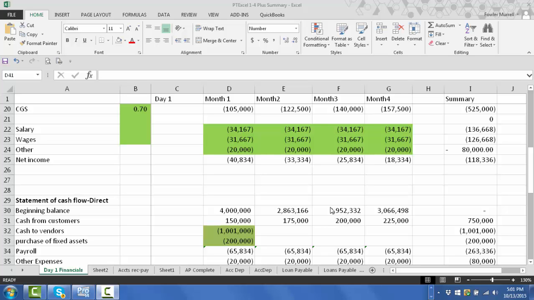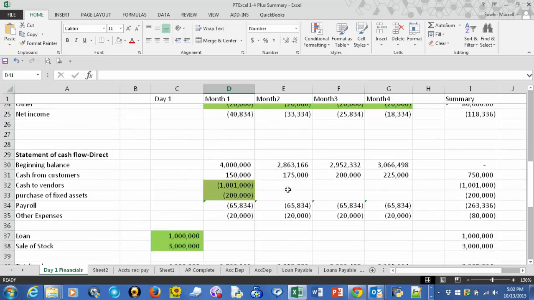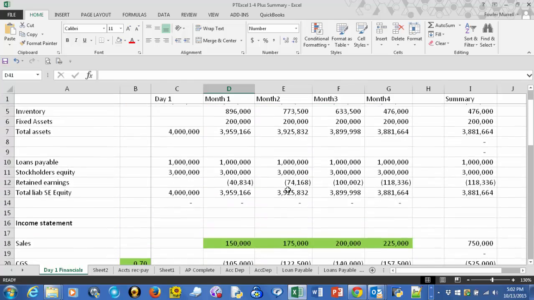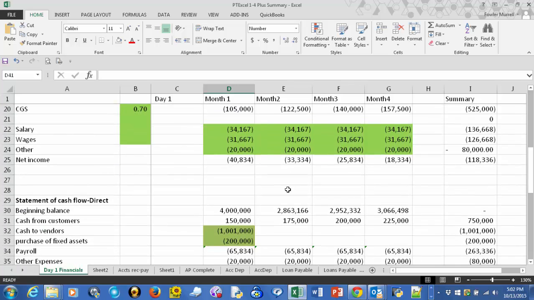Now we want to continue to make our financials look more reasonable, more realistic, by adding accounts receivable. We're going to add accounts receivable. This is the first of our tables that we're going to add, and this will not be the last. It's very important to understand what we're going to do here.